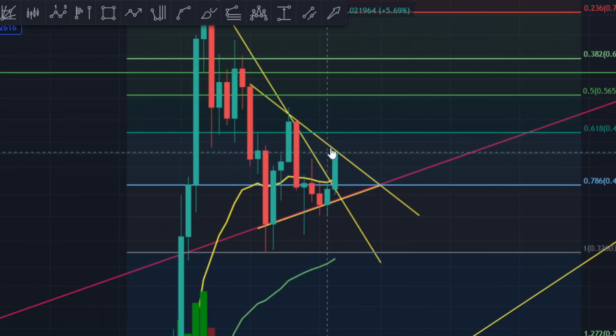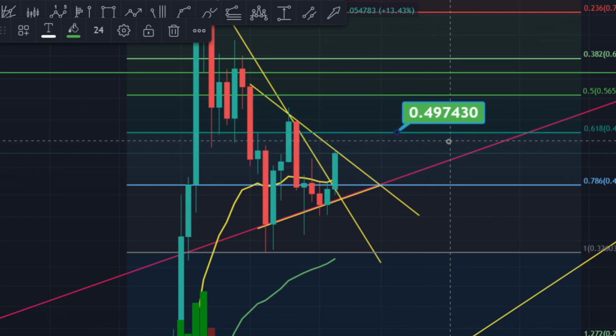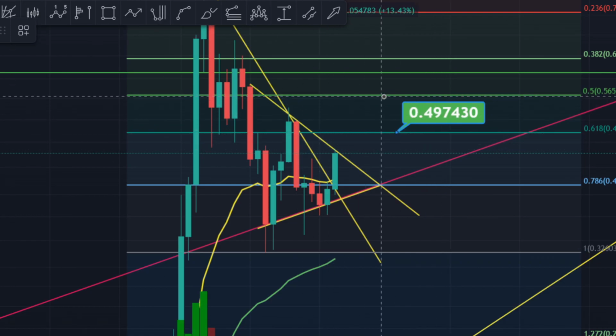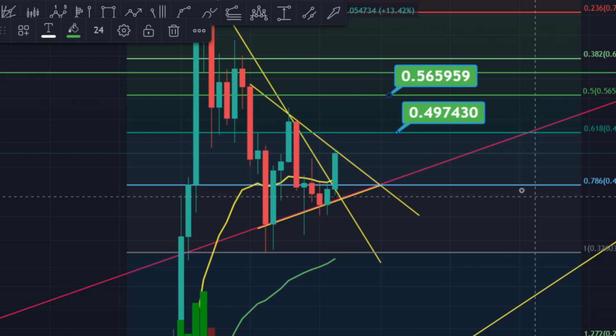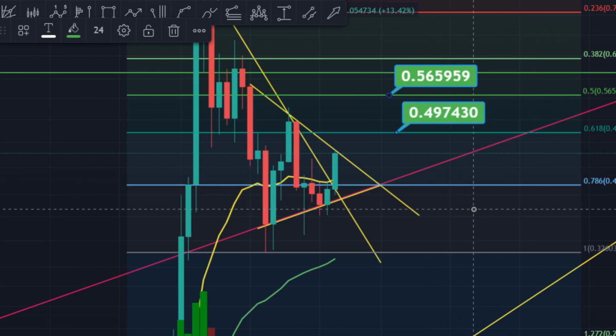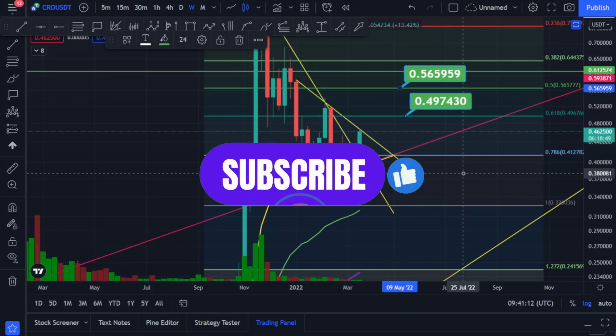But again, if you break this resistance line, you will hit the 0.618, which sits at 0.497430, and then if you break that, you will come towards the 56 cents level. But if you break towards the downside, you will fall back again at the 0.786 level, which is at 0.41 cents. Hope this video brought you some insights for CROCOIN.